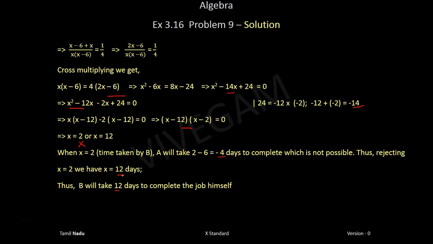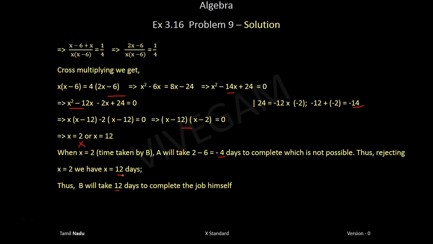But on the other side, they say if A and B work together, they will finish it in 4 days, which means in one day they will be able to do 1/4 of the job. Both are referring to the same condition. Equate these two, that is 1 by x plus 1 by x minus 6 equal to 1 by 4. Simplify, take LCM, simplify it, and you'll get a quadratic equation. Solve the quadratic equation, then you'll be able to get the value of x.